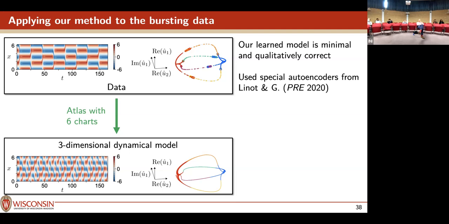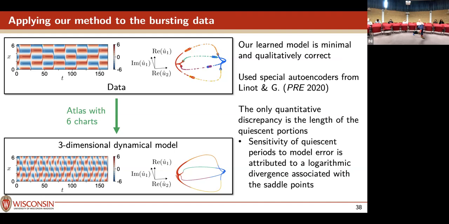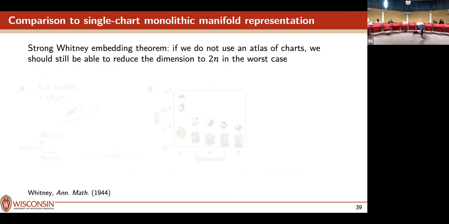But we get the shape of the attractor right, and we get the overall dynamics in three dimensions with six charts. If we try to do this, let's say, well, we should be able to do this with one chart, maybe not in a minimal number of dimensions, but we should be able to do it in six dimensions from Whitney's theory. And that's the saving grace of the monolithic representation: if you don't care that your dimension is minimal, it should work, because there's always some dimension that your manifold will embed in.